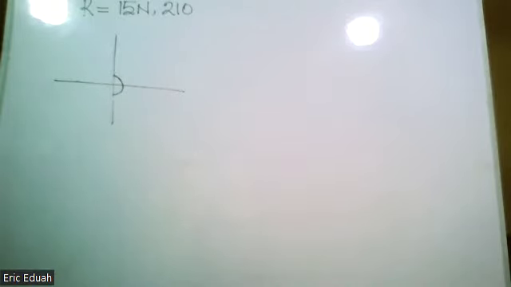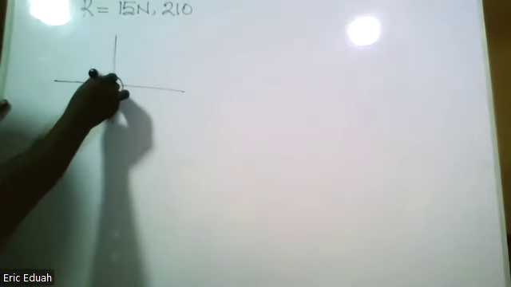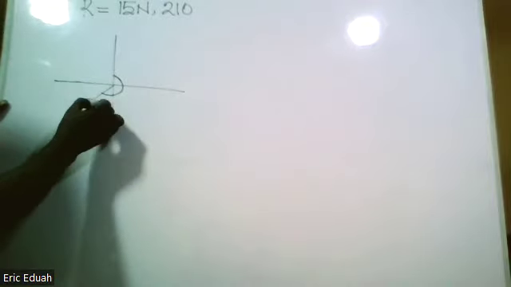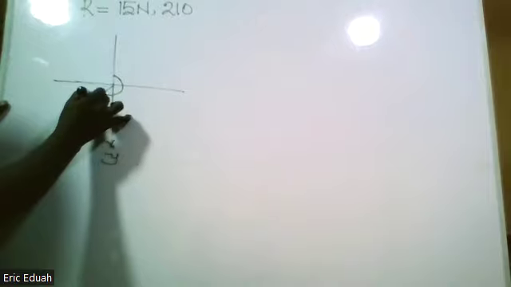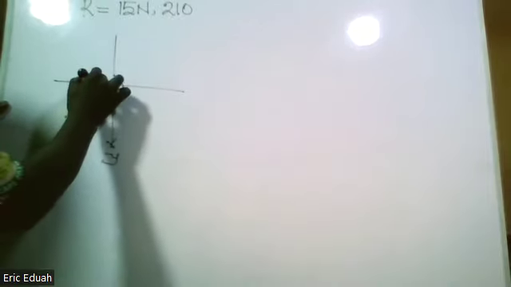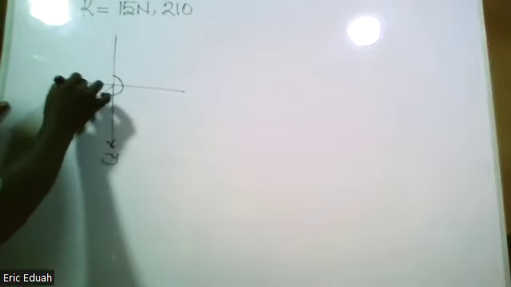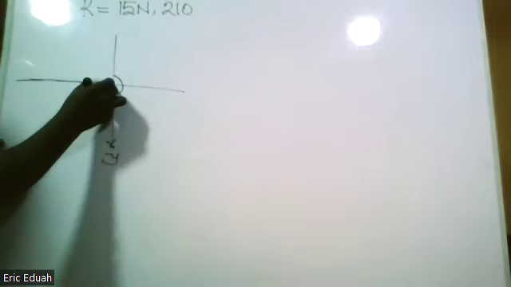What should I add to 182? So 30 from... so this is 30. This is negative y. It makes an angle of 30 degrees with the y and makes an angle of 60 with this x. And the vector is here.